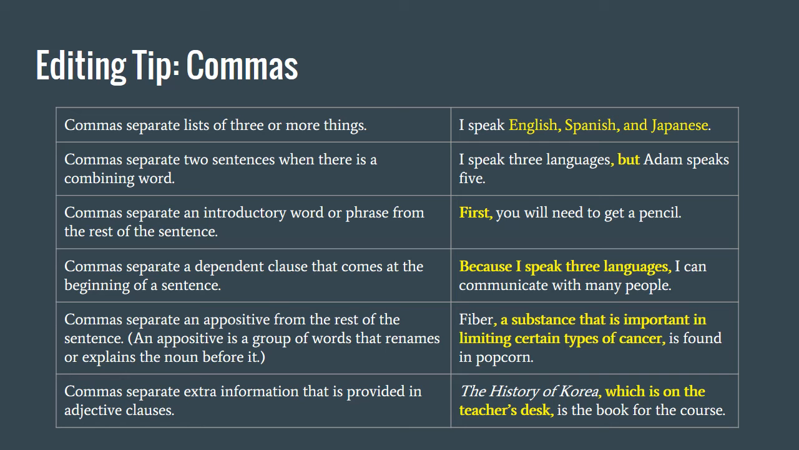So if you have an adjective clause, which is additional information that does not help you further identify the topic, then you need to put commas. That just shows that it's extra information. So here we're talking about a specific book, The History of Korea, and we follow with "which is on the teacher's desk." Oh, that doesn't give us more information because we already know the specific book. So we're going to put commas around it, and then we're going to continue along with our sentence.